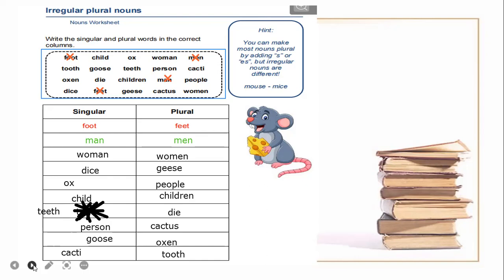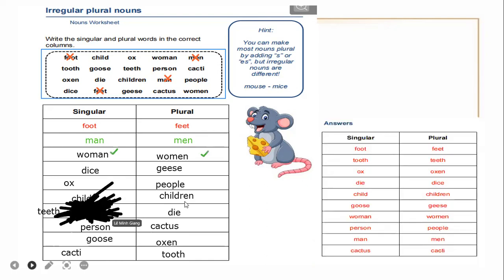Okay, I'll show you the correct answers. So, women, correct. And then child, children, correct. Don't say bad words. Pair, okay, it should be goose, geese. And then person, it should be people.